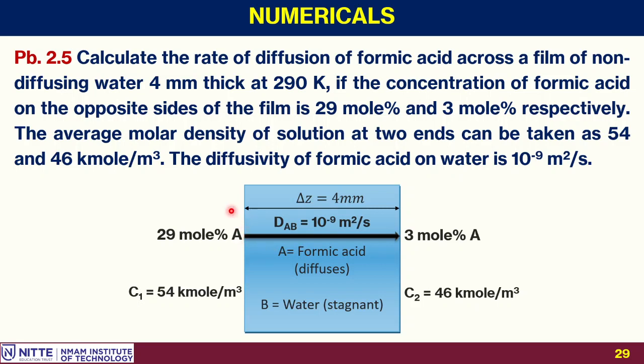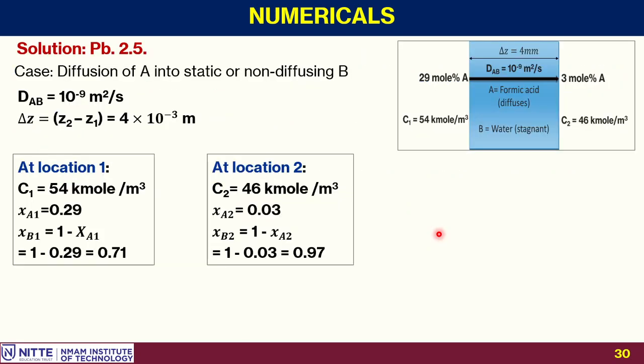Formic acid is A. On one side it is 29 mole percent. On the other side it is 3 mole percent. The total concentration of all the molecules together here is 54 kilomole per meter cube. On the other side it is 46 kilomole per meter cube. You are to find the rate of diffusion of formic acid, that is NA, in this direction. So let us solve the problem.